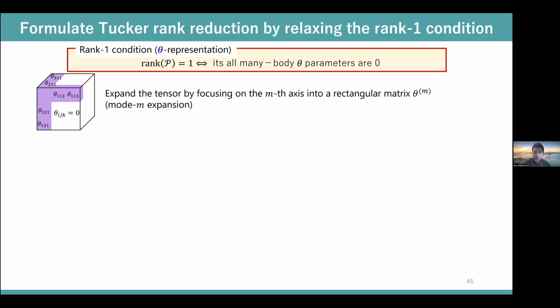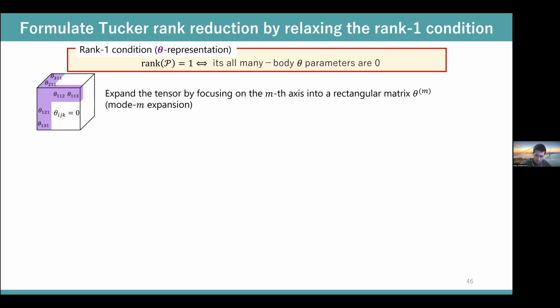First, we try to formulate a general Tucker-rank approximation by relaxing the rank-1 condition. To do that, we consider how the rank-1 condition can be described using the natural parameters if the target rank is more than 1. Recall the theta representation of the rank-1 condition. The tensor is rank 1 if and only if all the many-body thetas are 0.